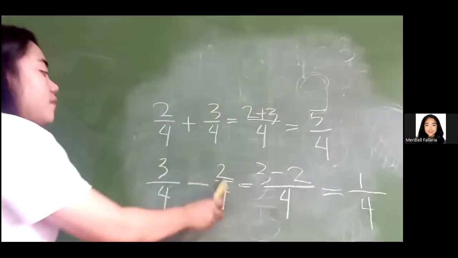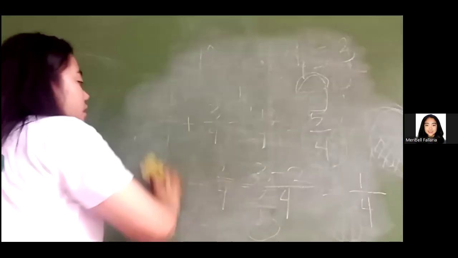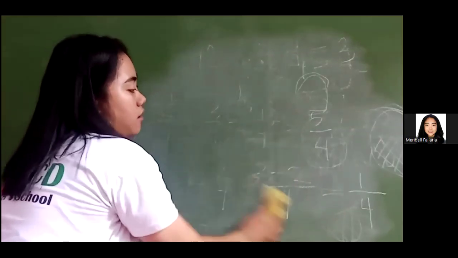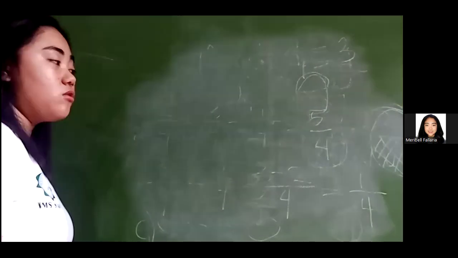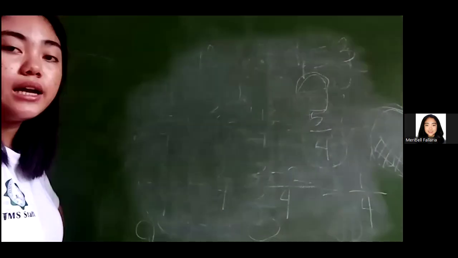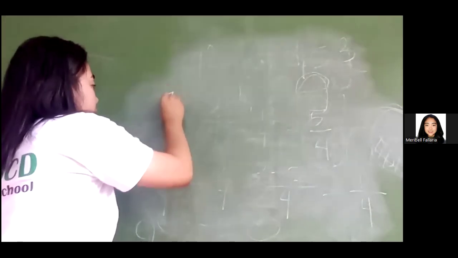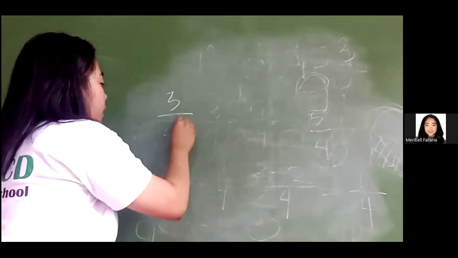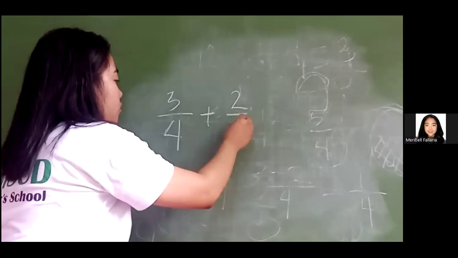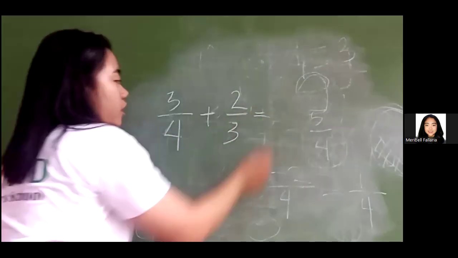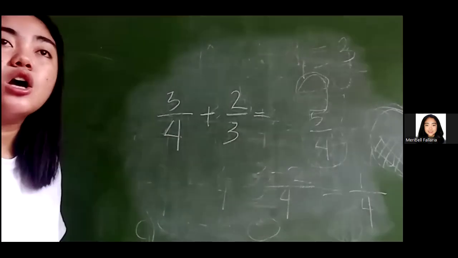What if magkaiba na ang denominator? So same lang din siya. Kung paano natin kunin yung common denominator sa addition, is same with kung paano natin kunin yung denominator sa subtraction. For example, let's have 3/4 plus 2/3. Okay, we're going to get the LCM. When we say LCM, this is the least common multiple.